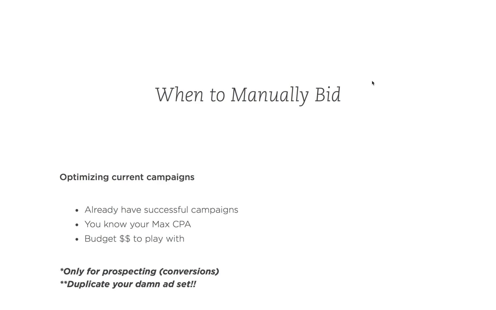And the idea behind it is, let's say you create campaigns that are successful and you're getting good CPAs, and you're like, I wonder if I can do better, right? So this is where manual bidding comes into play. So you already have successful campaigns. You already have successful CPA.